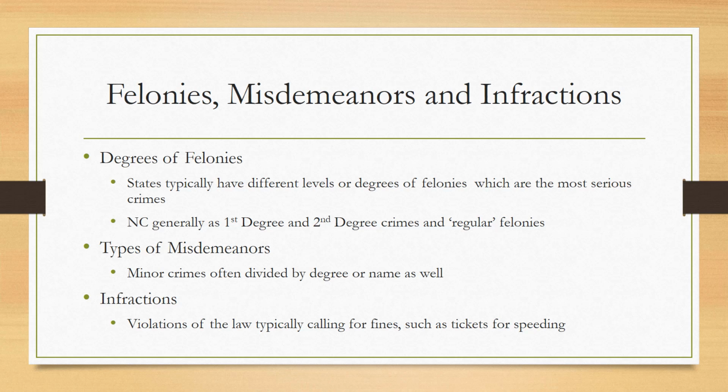Misdemeanors are minor crimes that are divided by degree as well in many states, including North Carolina. So you might have a first degree misdemeanor, a second degree misdemeanor. And then you have your infractions. These are very minor crimes, typically for things like speeding. Usually they're nonviolent. Usually they call for the issuing of a ticket or the paying of a fine.